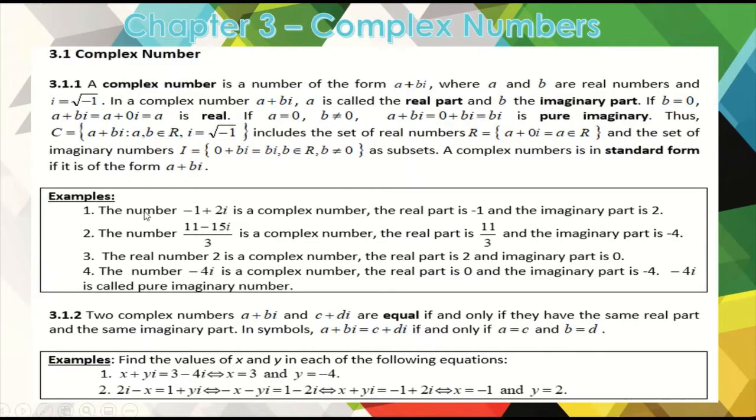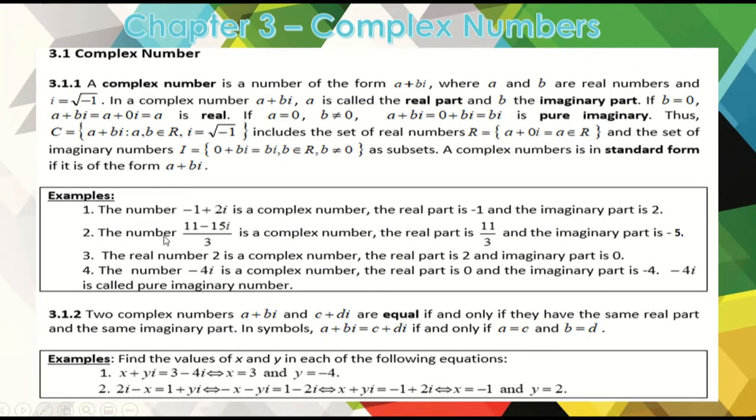Now let's go back. We have here some examples. The number -1 plus 2i is a complex number. The real part is -1 and the imaginary part is 2. Okay? Ang real part is this, the -1, and the imaginary part is 2.